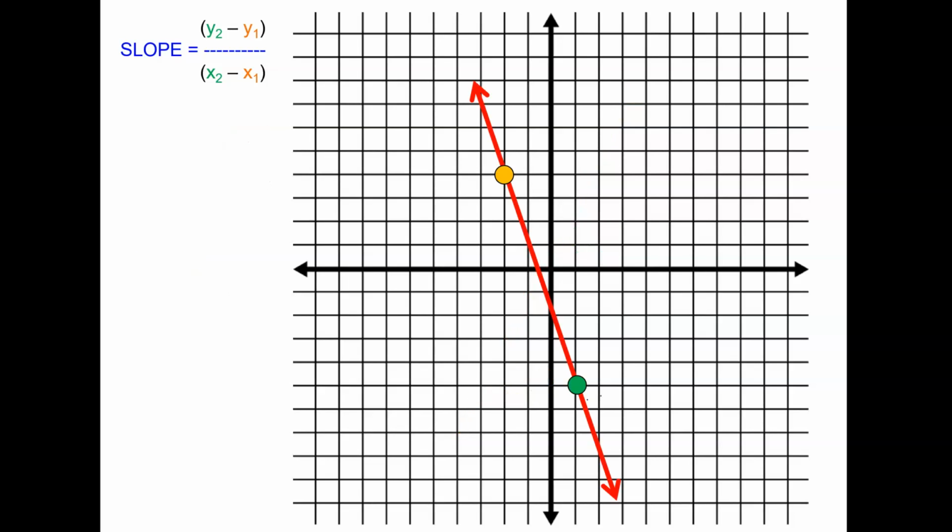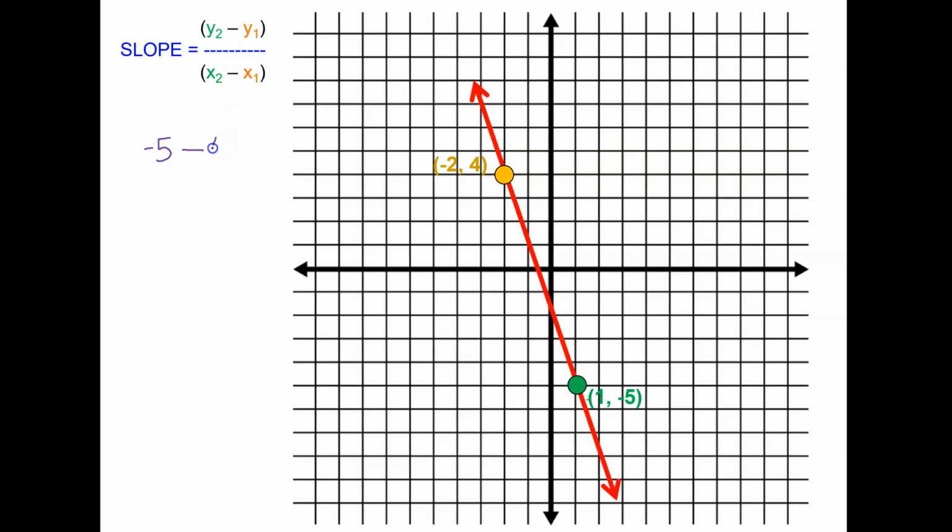Here's a different example. Notice this time it's running downhill. Our orange point is at -2, +4. Those will represent our x1 and y1 values. The green point is at 1, -5. Those will be our x2 and y2 values. Let's plug in the information we know. y2 is -5. Put in your minus sign.